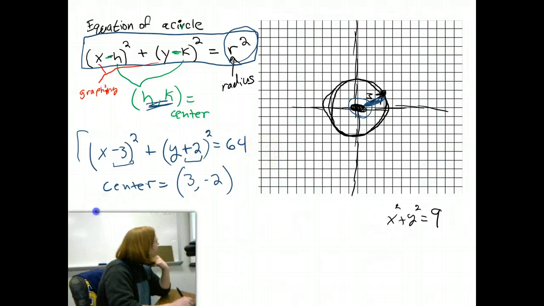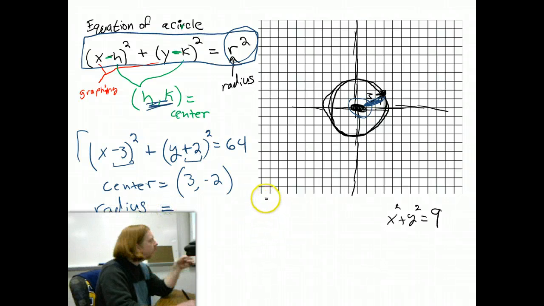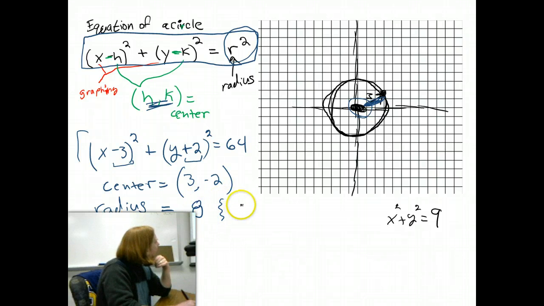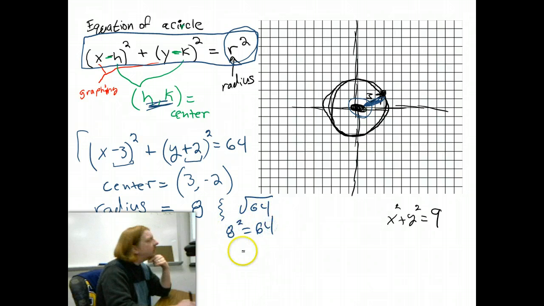What about the radius? They always switch? Yep. What is the radius? 8. Because that is the square root of 64. Or you could say because 8 squared is equal to 64. Whichever one works better for you.